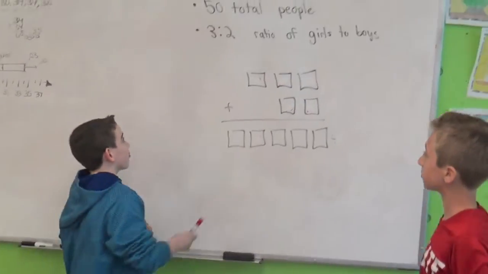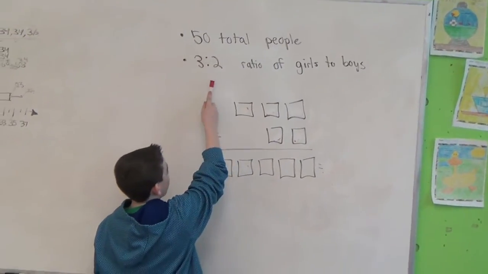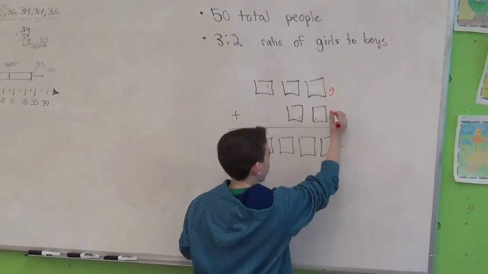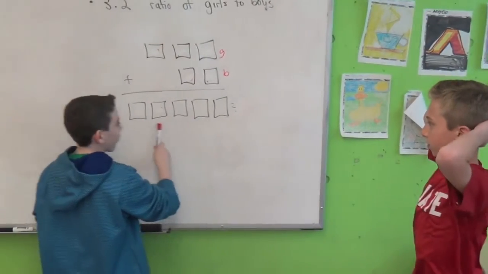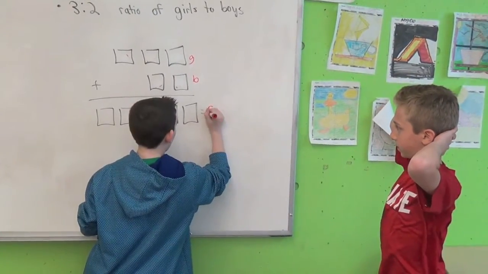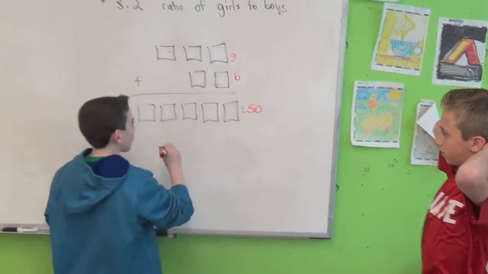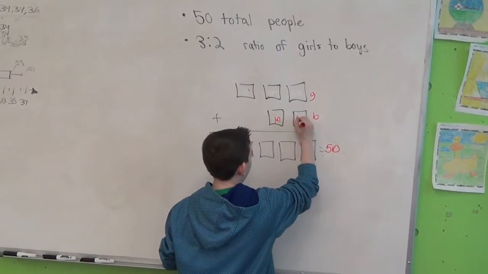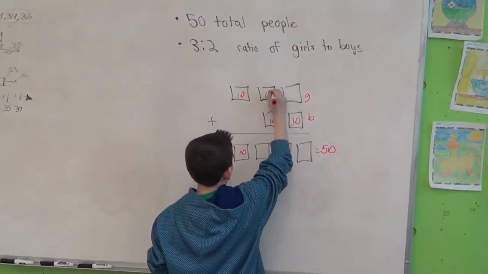Okay, take diagrams. So the ratio is 3 to 2 of girls to boys. So there are 3 rectangles for girls and 2 rectangles for boys. And that means there are 5 total, and the total of people is 50. So that must mean each one equals 10. So there are 20 boys and 30 girls.